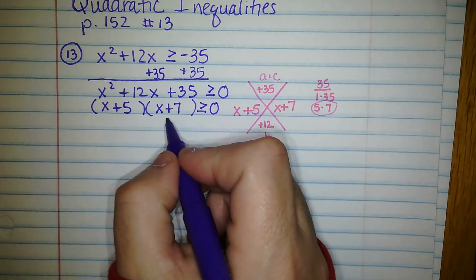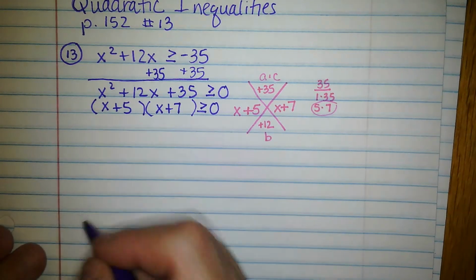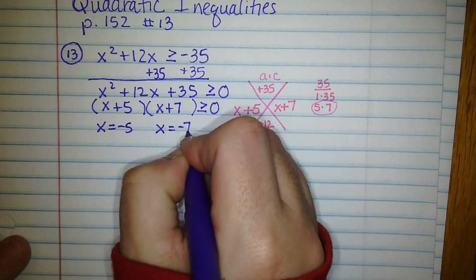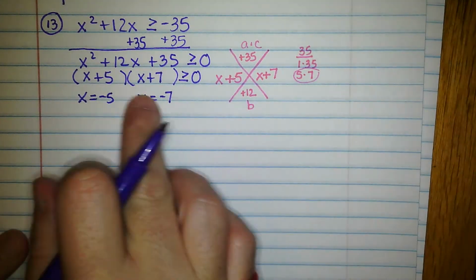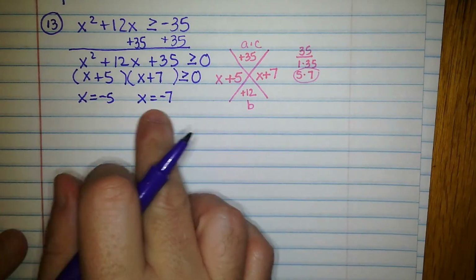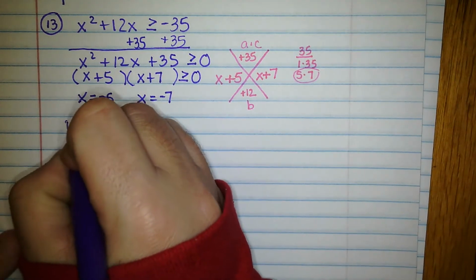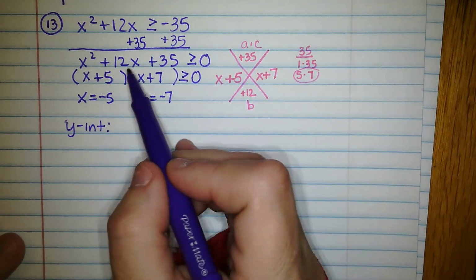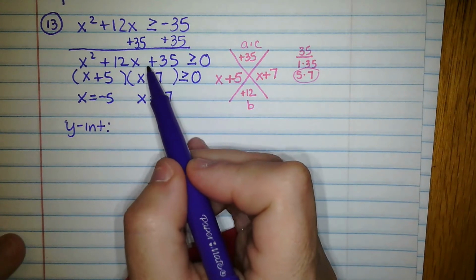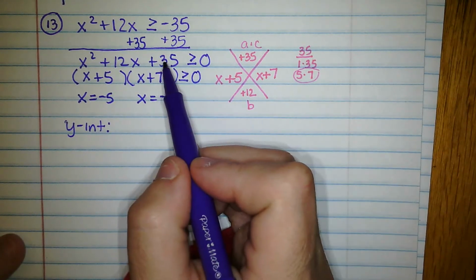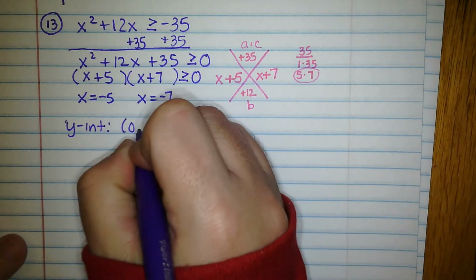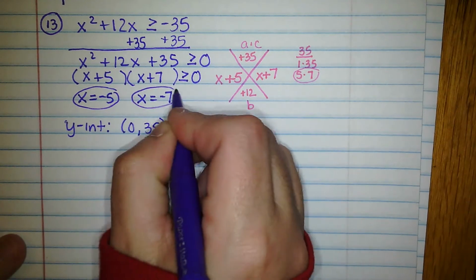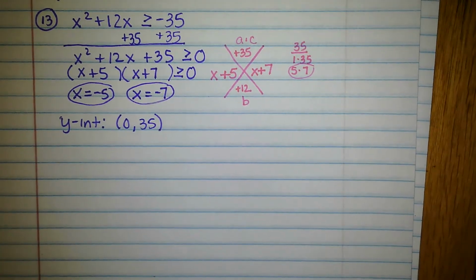Now that it's factored, we're back to where we were before we started this problem. So I'm going to get my x equals negative 5 and my x equals negative 7. Okay, so those are my roots. Those are the two numbers that I need. The other thing is I need my y-intercept. My y-intercept in this case is easier to find without plugging 0 in. It's just the constant. And the constant when the polynomial is equal to 0 is positive 35. So it's just 0, 35. So I've got a single root here, a single root here, and a y-intercept here. I'm ready to sketch.